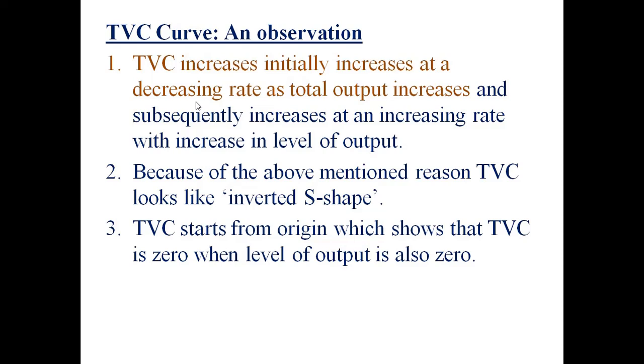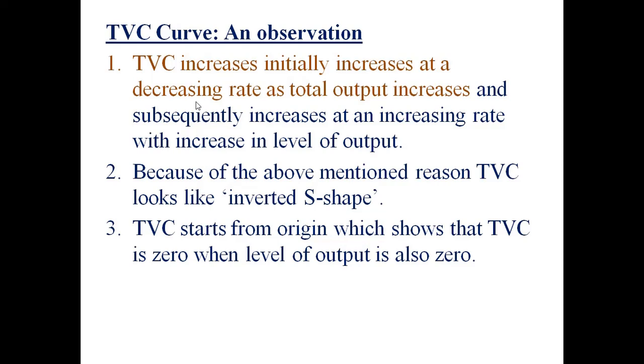When we employ an extra number of labor, the productivity of the labor will be more. So because of that, we can see that there is an increasing return previously. So because of the increasing return, TVC increases at a decreasing rate initially. But it decreases at an increasing rate. Sorry, it increases at an increasing rate.